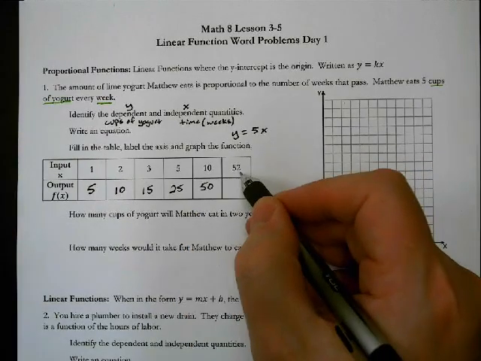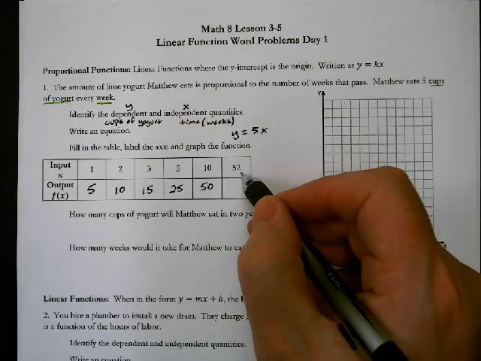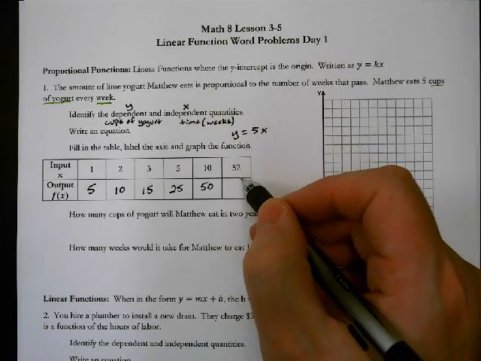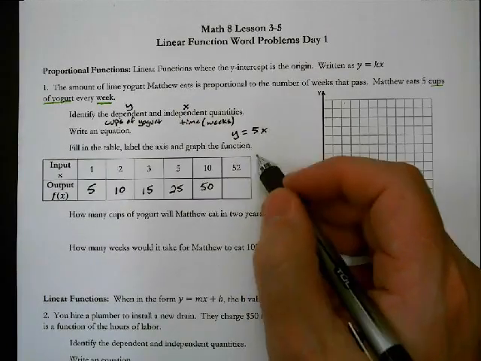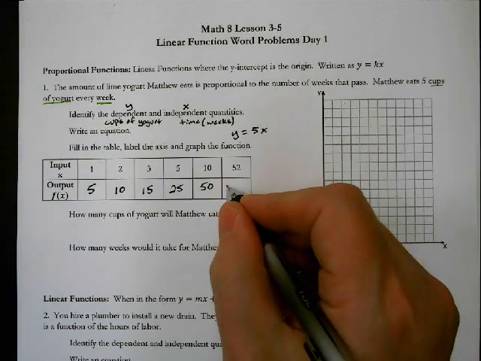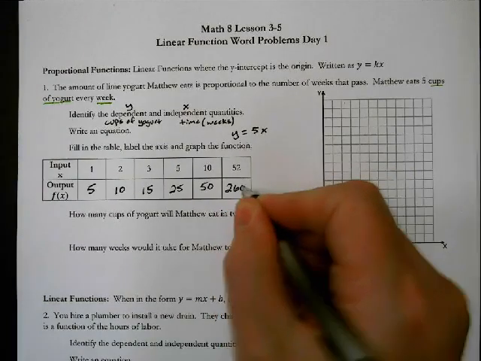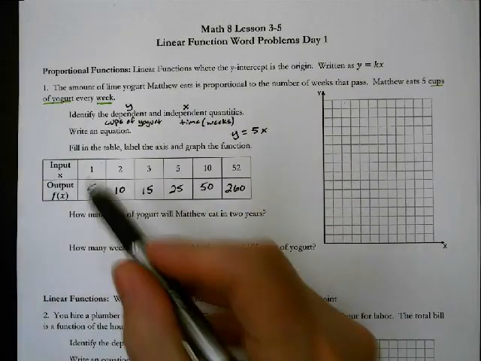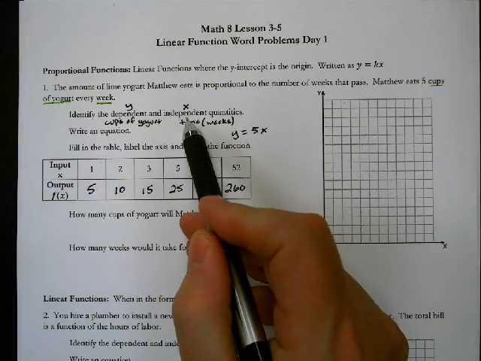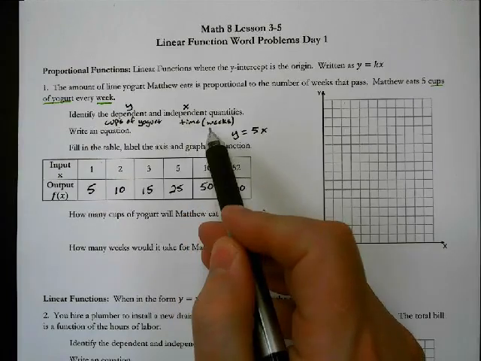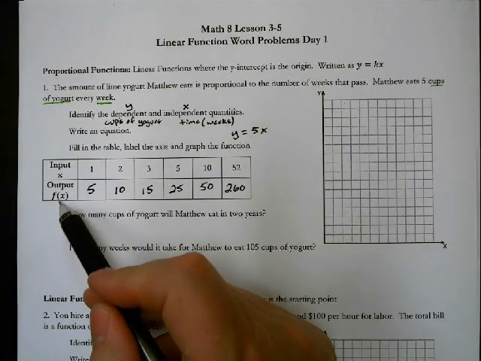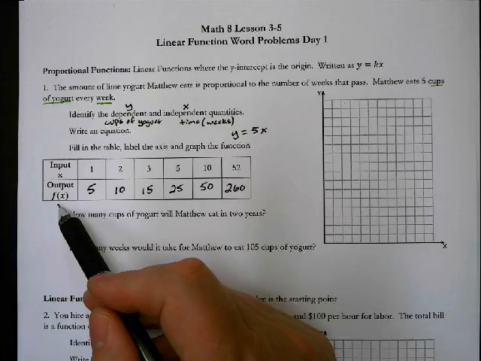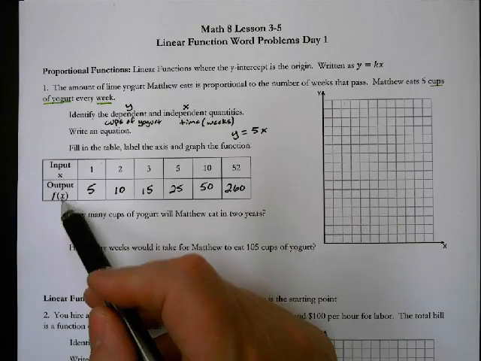52 weeks goes by, so that looks like, what is that? That's a year. So a year of yogurt. How much yogurt have I eaten? Let's see. We've got 260. Oh, goodness. That's a lot of yogurt. All right, so there's our table. We've got our input, which is our independent quantity, our time in weeks. We've got our output, which is the number of cups of yogurt that have been eaten, consumed.